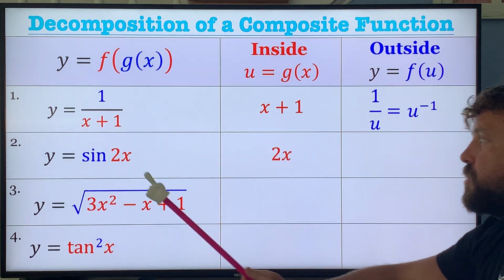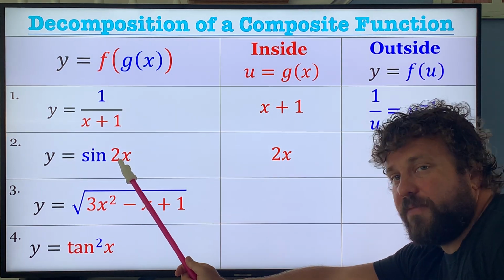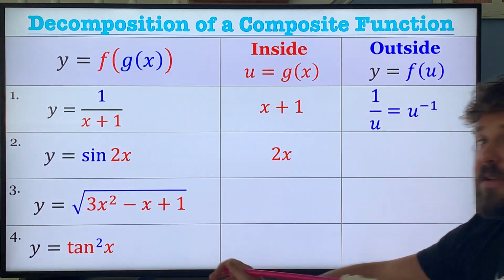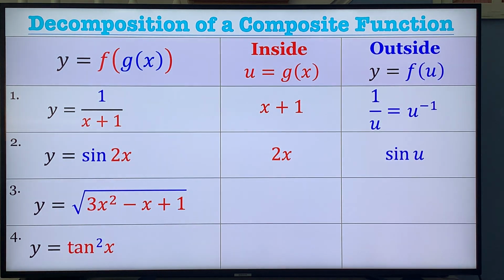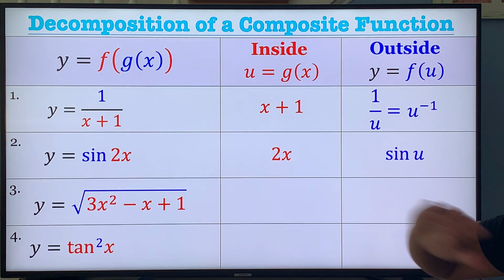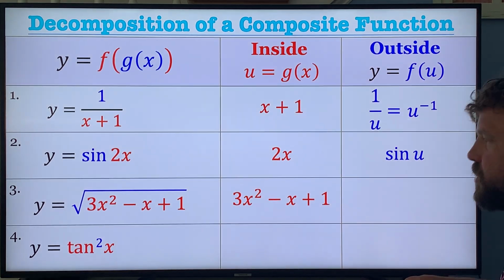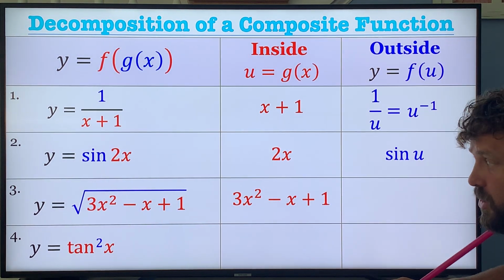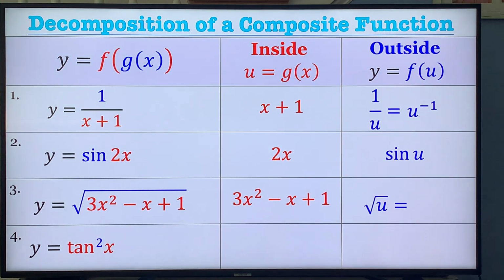2x. So if this 2x becomes the inside function and we substitute in for u, our outside function is sine u. Right? What about this one? Inside function, all that stuff, 3x squared minus x plus 1. So our outside function would be the square root of that, square root of u. Square root of u is also u to the 1/2.